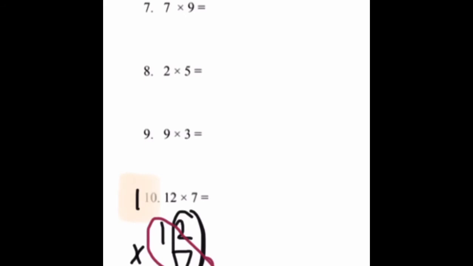7 times 1 is 7. And you can't forget this little 1. So after you multiply 7 times 1, you're going to add 1. So 7 times 1 is 7. 7 plus 1 is 8. So the answer to 12 times 7 is going to be 84.